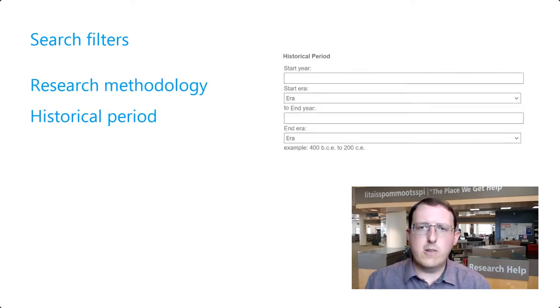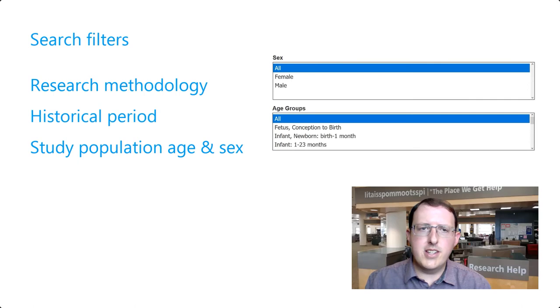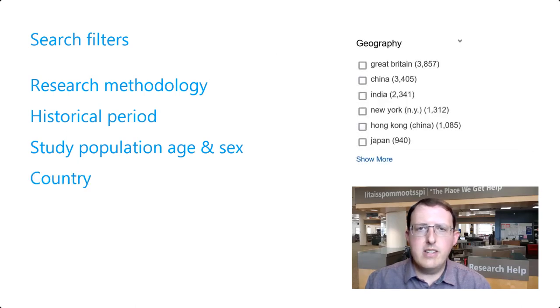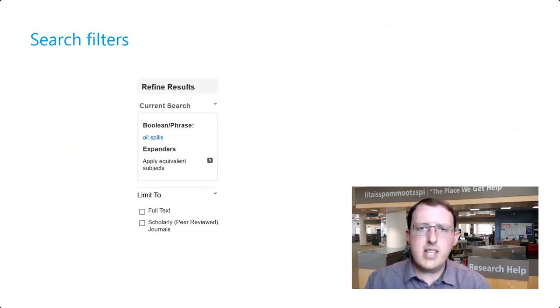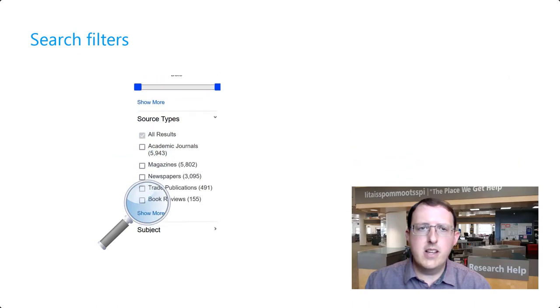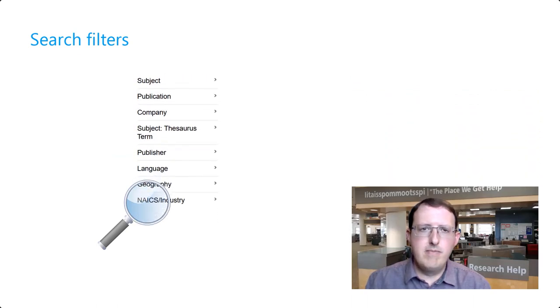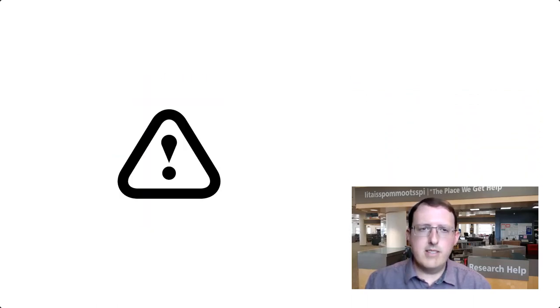Subject-specific databases can offer a wide range of additional search limiters. You might find, for instance, filters that limit results based on research methodology, historical period, study population, age and sex, country, or composer. Always have a look at the filters that are available to you, as they can save you a lot of time. A word of caution.